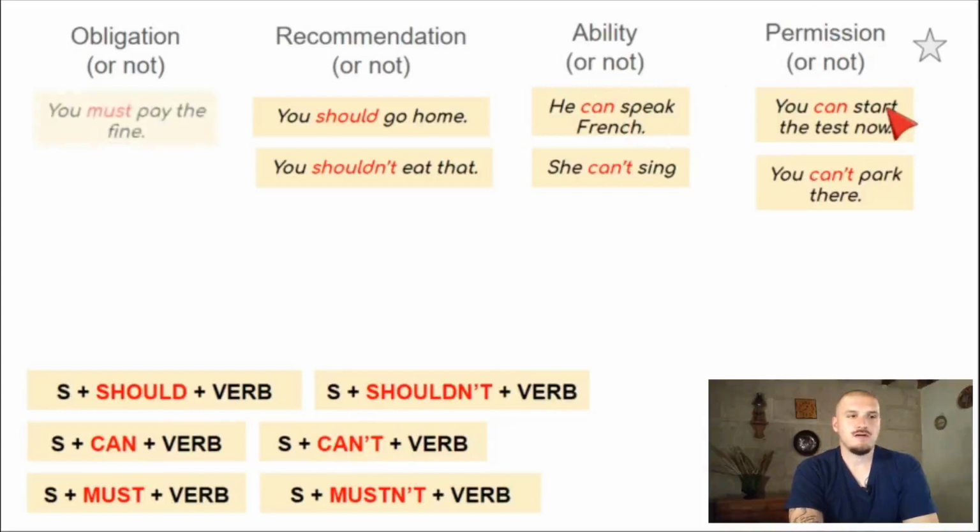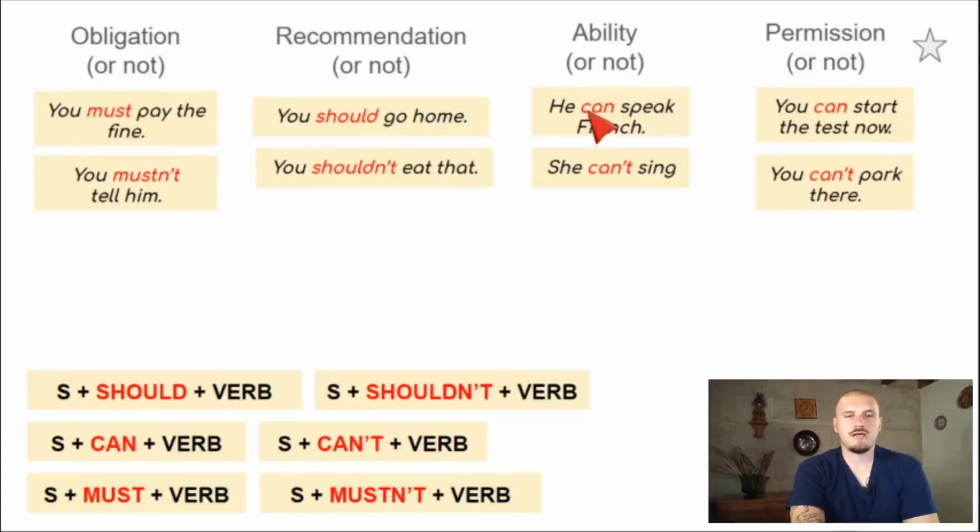Must and mustn't are used for obligations, very strong obligations, okay? You must pay the fine. Debes pagar la multa. You must pay the fine. You mustn't tell him. No debes decirle. You mustn't tell him. So these are modal verbs, okay?